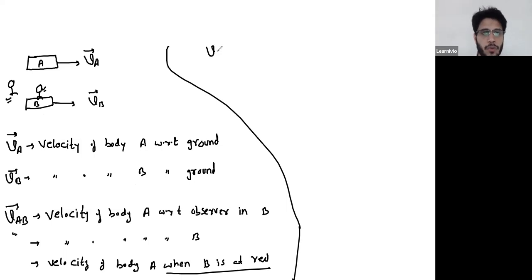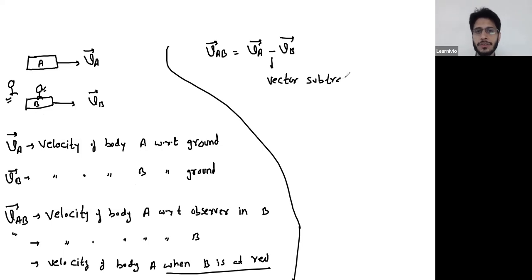If you want to calculate velocity of A with respect to B, the simple formula is simply velocity of A minus velocity of B. But this subtraction is vector subtraction. You're supposed to use parallelogram law to subtract these two vectors. This is a vector subtraction.